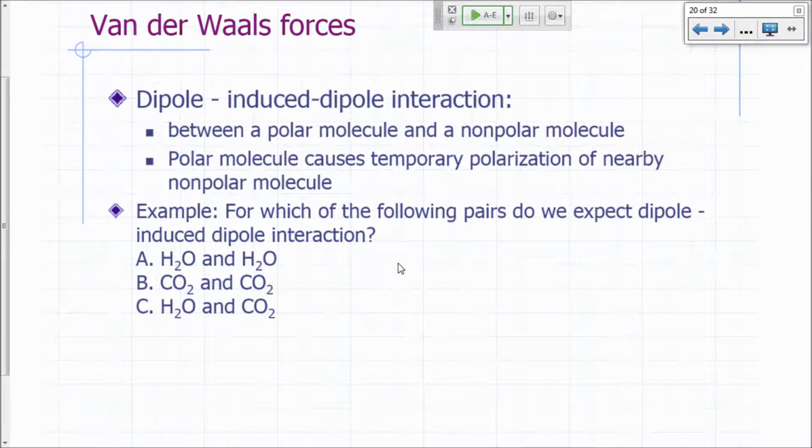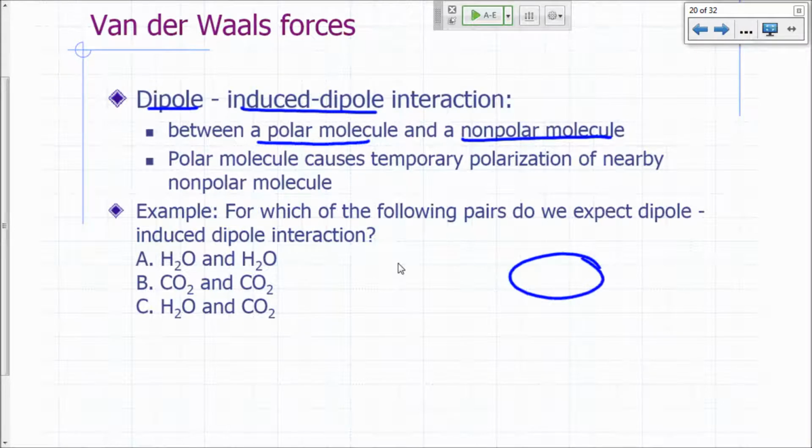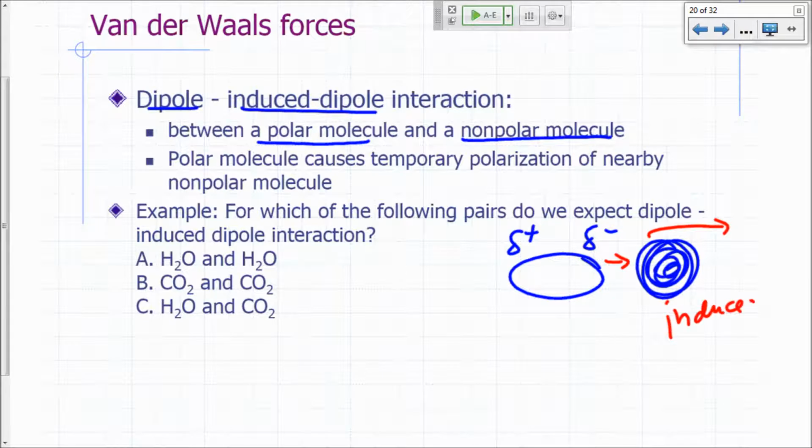Now, what other types of interactions do we have? We can have dipole and induced dipole interaction. This is the type of interaction that you'd have between a polar molecule and a nonpolar molecule. If you have a polar molecule here, partial positive, partial negative, and a nonpolar molecule over here, what's going to happen? When the negative end of the polar molecule approaches, what will it do to the electrons in here? It's going to push those electrons away, right? Electrons repel each other. So you would have an induced dipole.